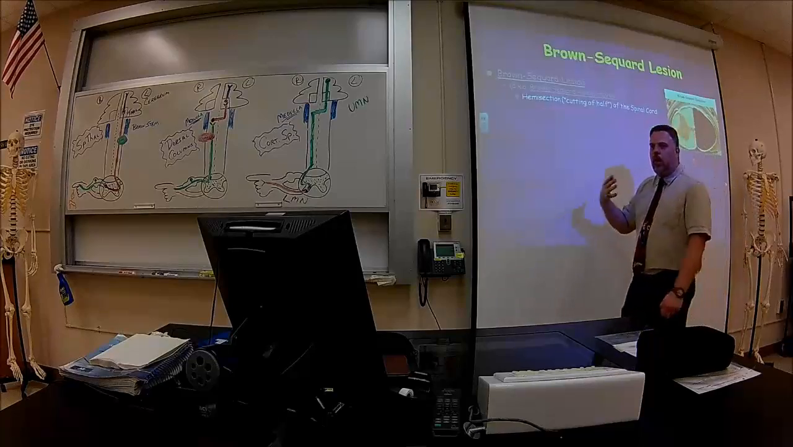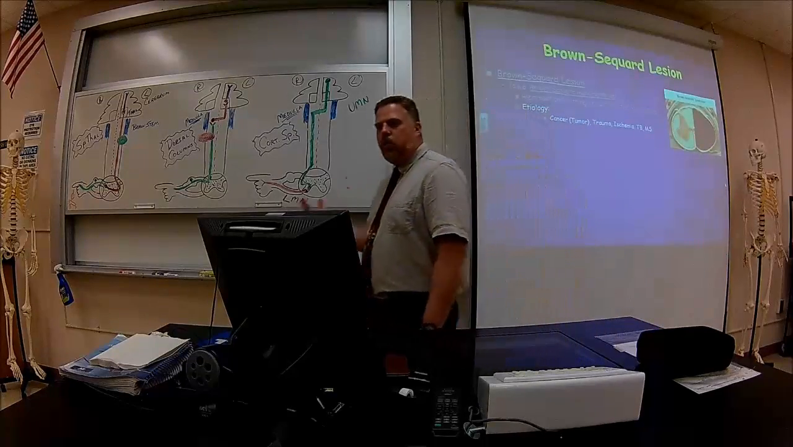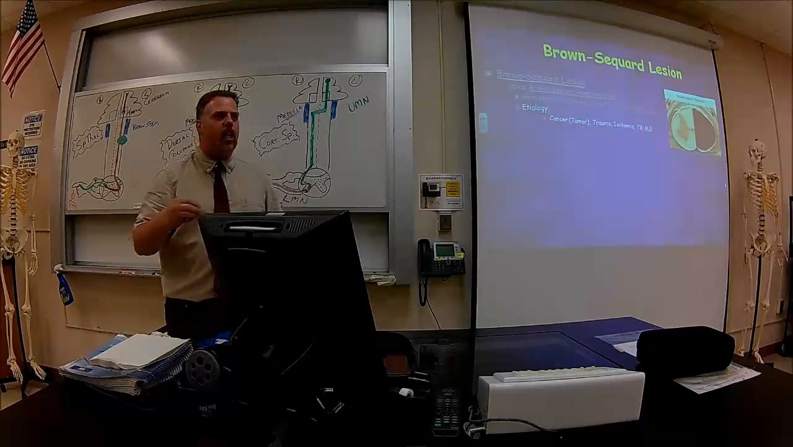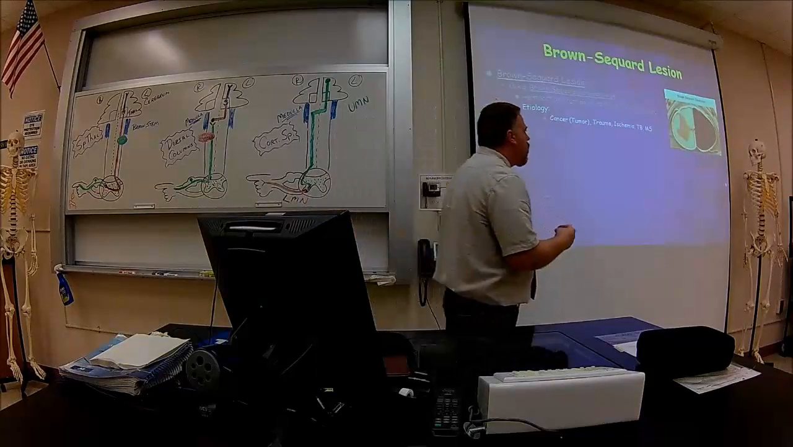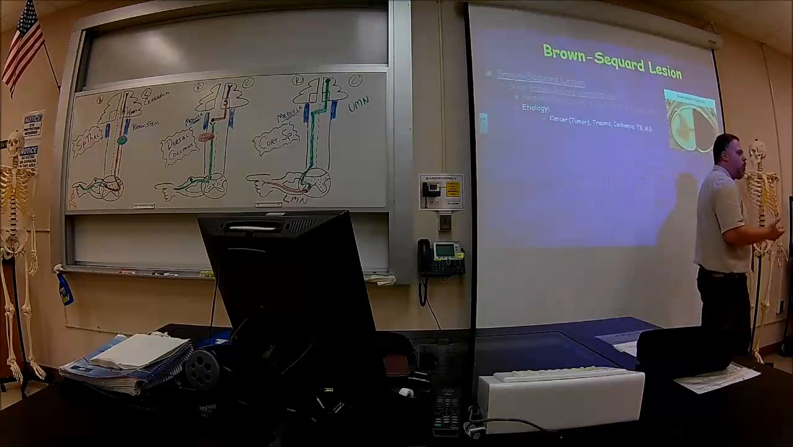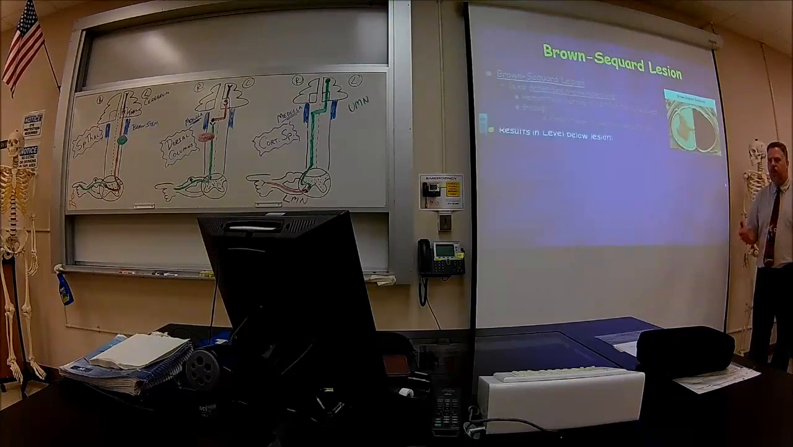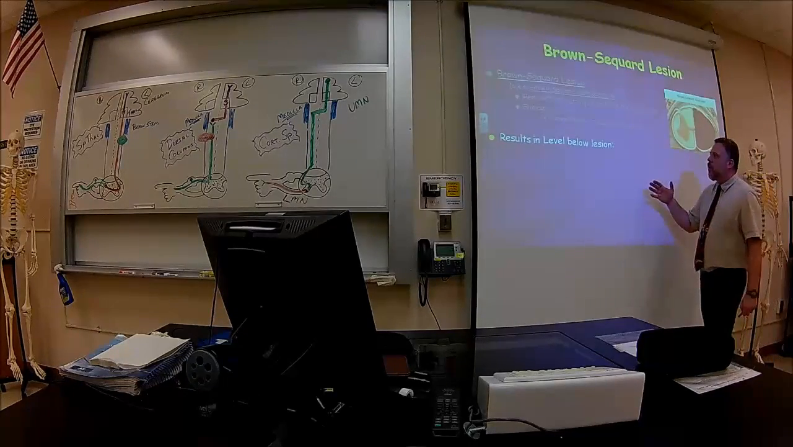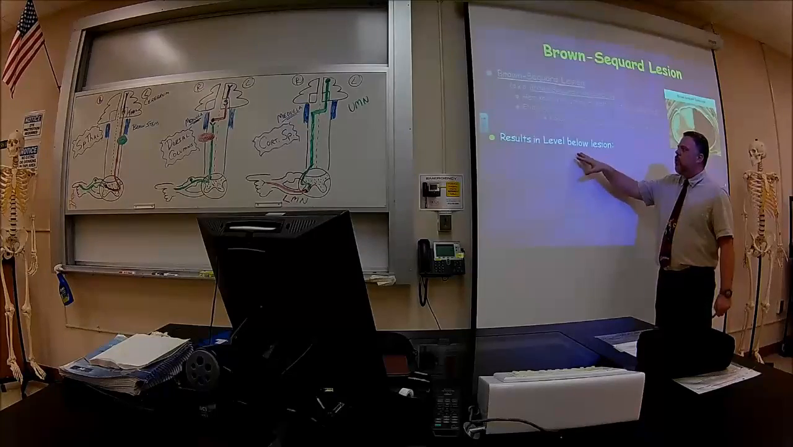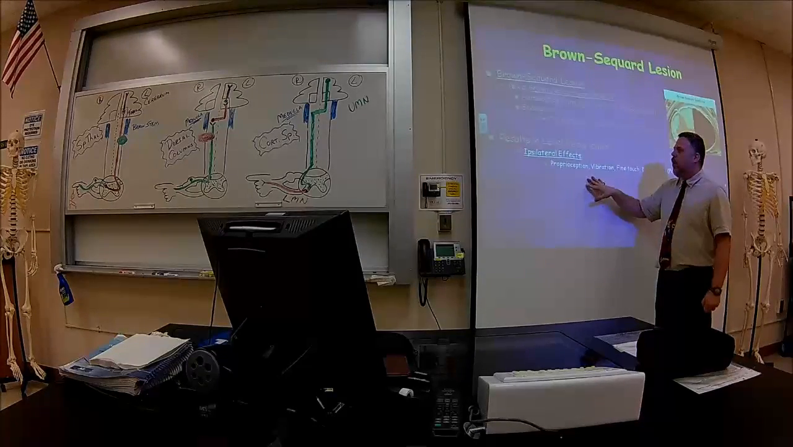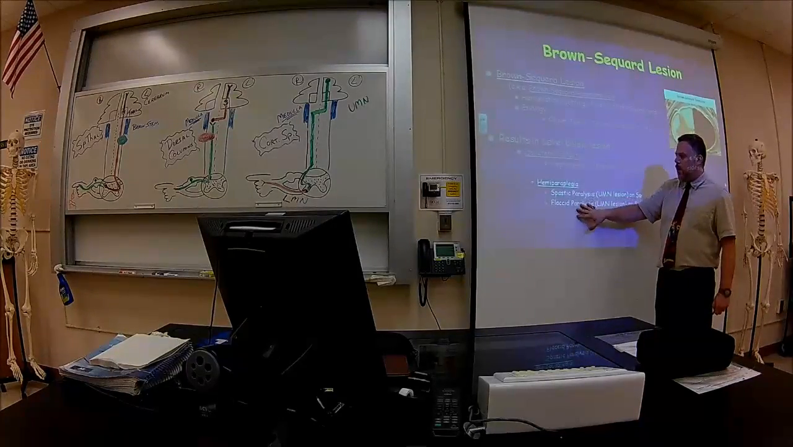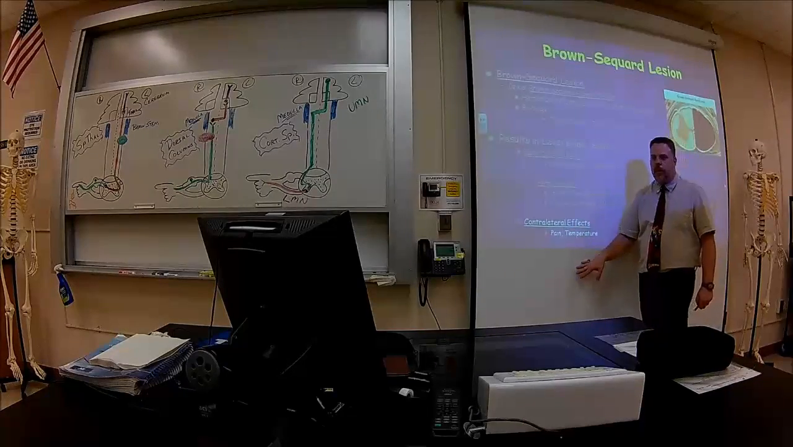It's a hemisection or cutting on one side. And it could be due to a tumor invading that one side. It could be tuberculosis invading one side, ischemia, multiple sclerosis, a motor vehicle accident. Things can happen. Okay? So it results in, at a level below the lesion, ipsilateral effects, hemiplegia that happens over here, and contralateral effects.